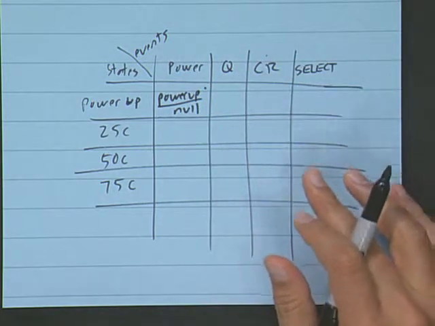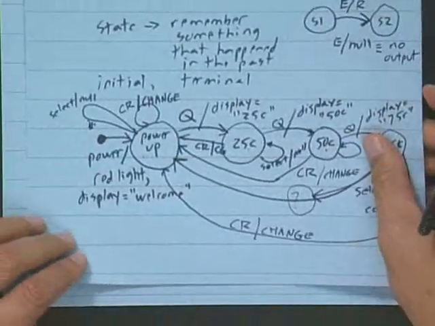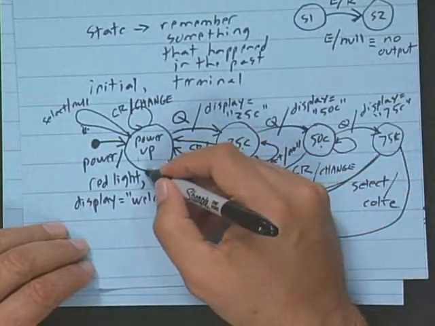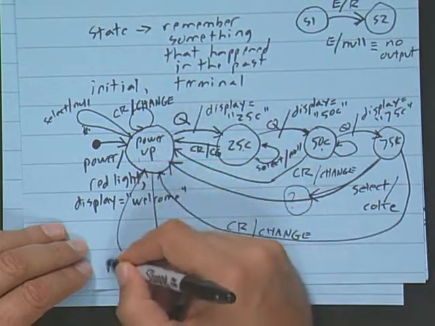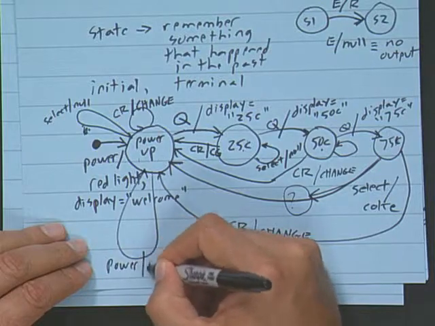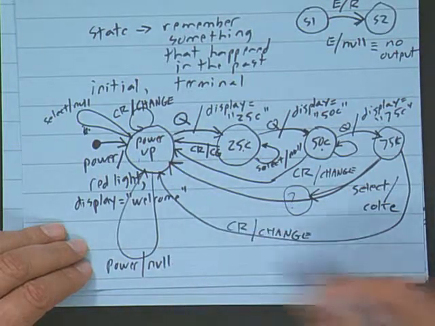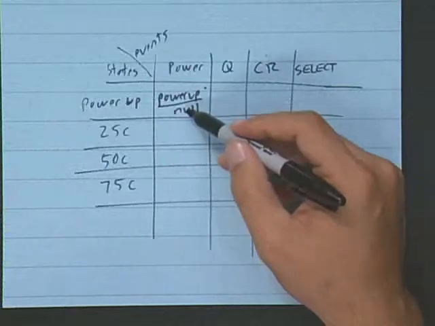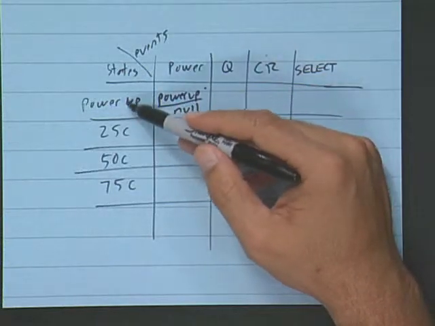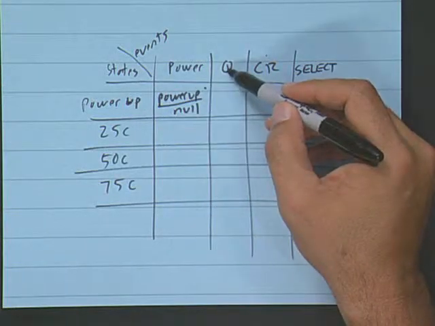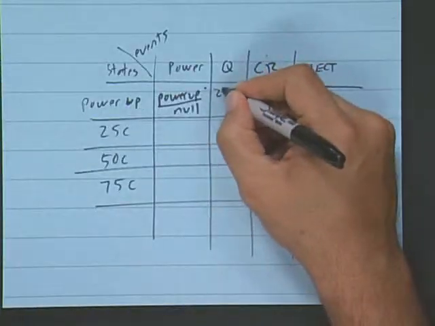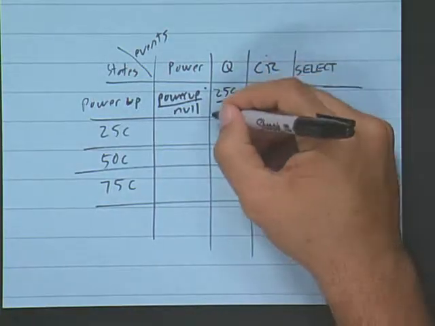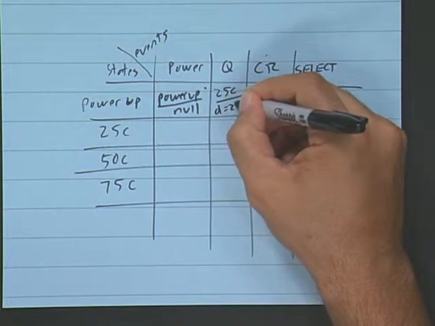Okay, that just basically means, if I were to show that diagrammatically, again, I'm out of room here, but that just means if I'm in the power up state and I get power, I'm going to ignore it. That's basically what that means. So that right there is what this is saying. What if I'm in the power up state and I get a quarter input? What do I do? Well, I go to the 25-cent state and I do a display update, right?